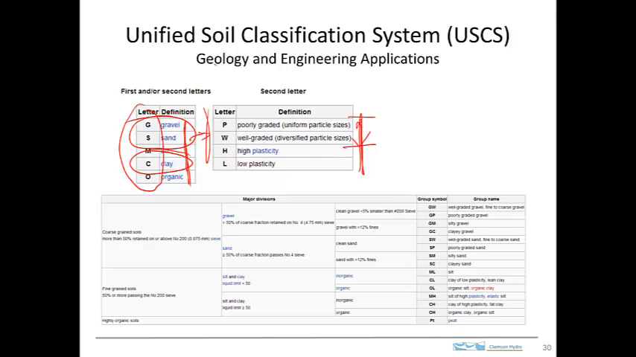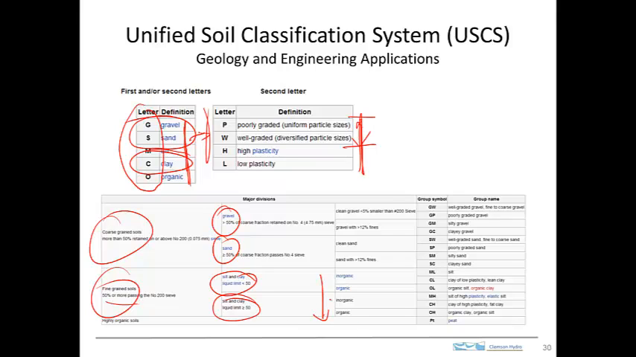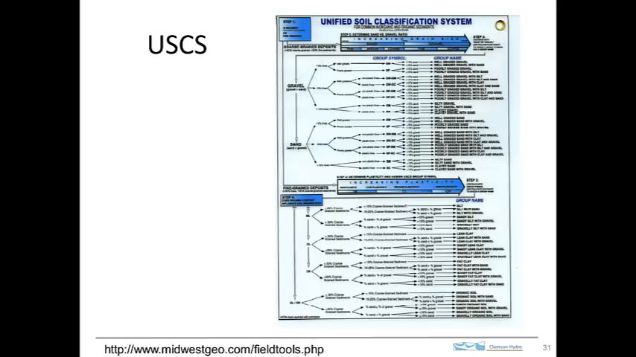Okay, so here's one type of flowchart for doing this. You say, well, is it coarse grain or fine grained? And then if it's coarse grained, is it gravel or sand? And if it's fine grain, silt and clay. Silt and clay, this is based on the liquid limit, and then the degree of the organic content, and this is largely determining what the plasticity is. And here this is then subdividing these categories based on the grading or the sorting. Okay, so that's one way to do it.